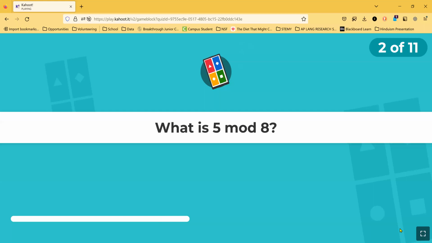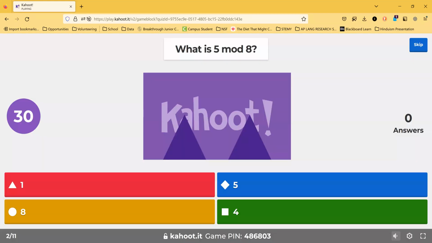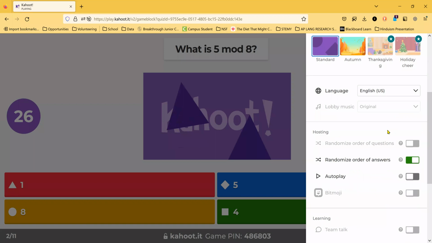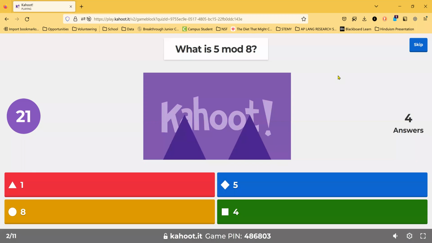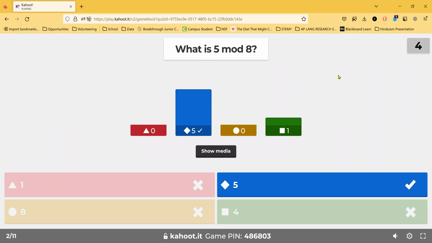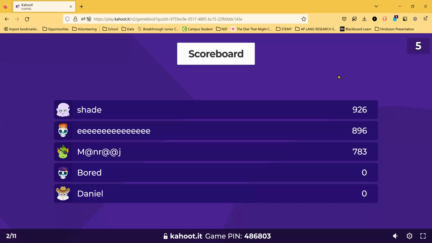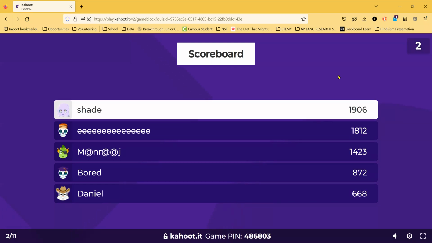What is 5 mod 8? Remember, you all did mess up a question like this earlier, so make sure to think of it like I told you all to. The correct answer is 5. Remember, the first number is the number we are dividing, the second number is not. So good job to Shade again.